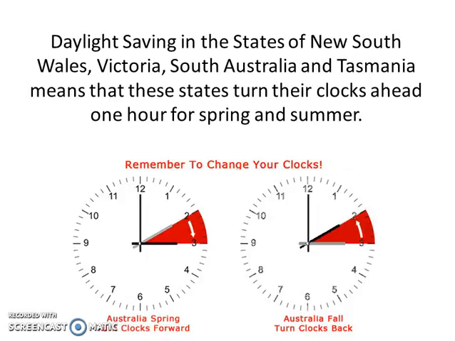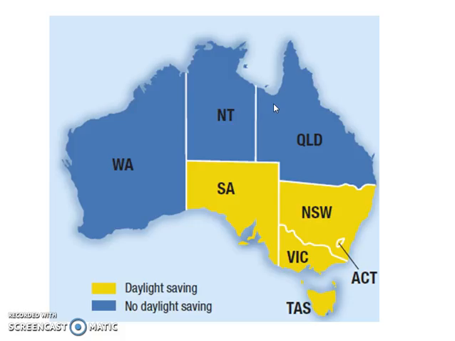Some states, that is New South Wales, Victoria, South Australia and Tasmania, actually do this, but the other states don't. So you can see in our normal regions, we've got our Western Standard Time, our Central Standard Time, and our Eastern Standard Time. But on top of that, we've got these other times that change as well at daylight saving.